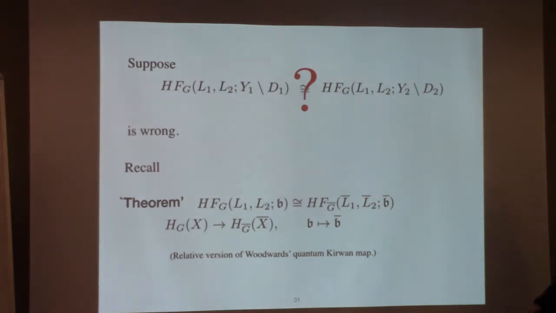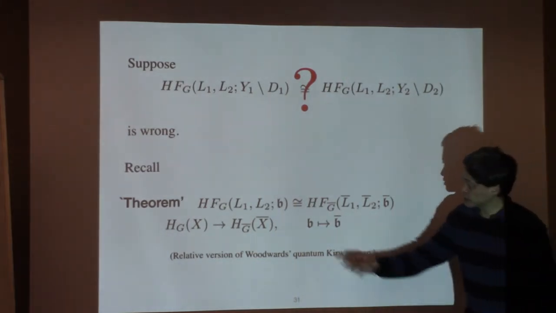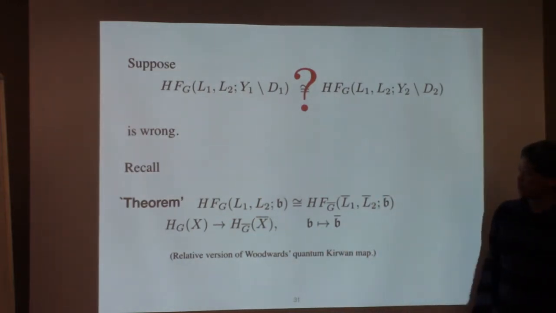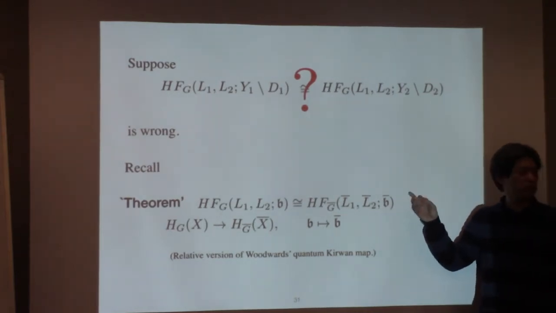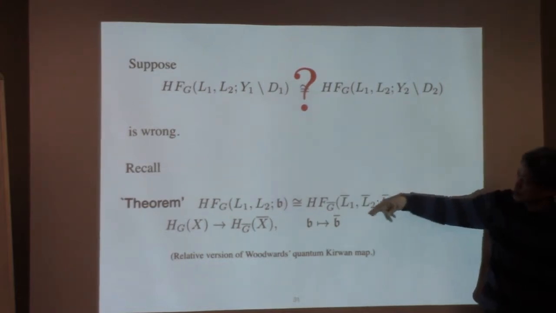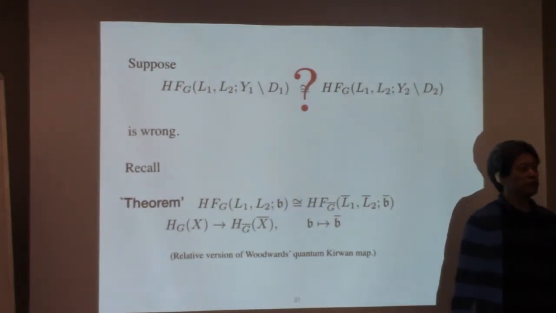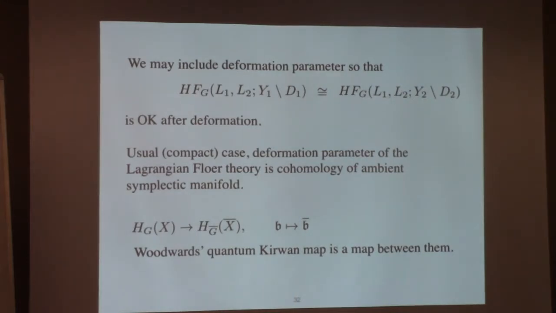So then I can try to explain something. This is a first baby theorem: X bar is a simple quotient of X, and this bulk deformed Floer homology above is another bulk deformed Floer homology below. So now, if this is not true, maybe we can include this kind of bulk deformation, so that after particular deformations we still have well-definedness. So we may include this deformation parameter so that this is okay after deformations. So what is this deformation parameter?